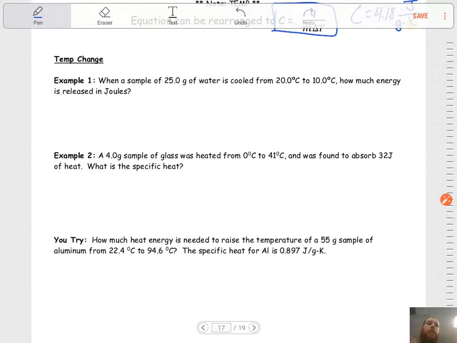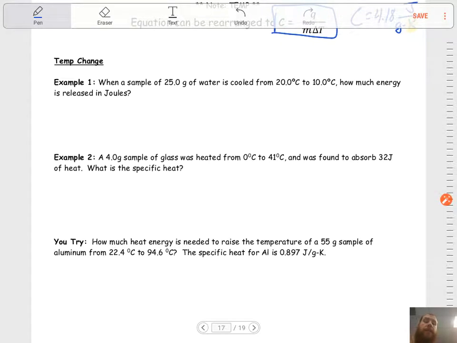Example 1: When a sample of 25 grams of water is cooled from 20 degrees Celsius to 10 degrees Celsius, how much energy is released in joules? First thing you should do, and you're going to see me do this with every single problem, is write out what my variables are. I'm going to pull them out just like I've done all year long.